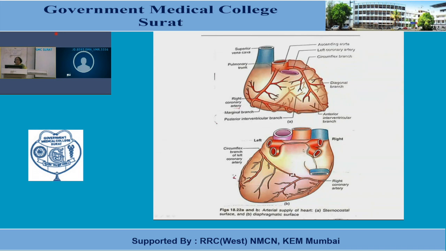So the posterior surface is going to be formed by the left atrium. These two are the left superior pulmonary vein and left inferior pulmonary vein. So two pulmonary veins on the left side, two pulmonary veins on the right side. So these are the branches. The circumflex branch of the left coronary we'll discuss later on.